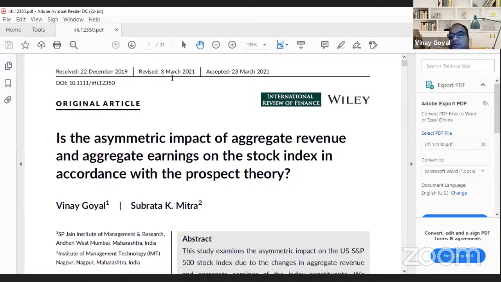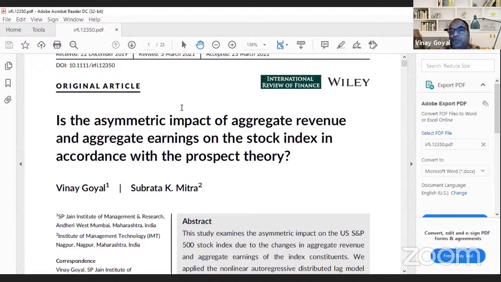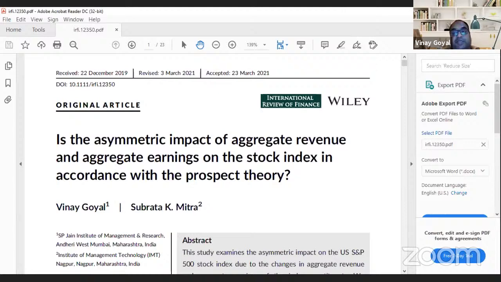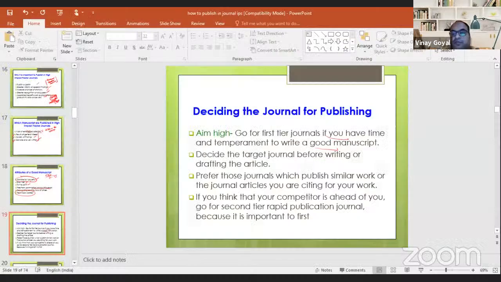So I don't know whether this will be accepted or rejected, or you are always in confusion. 14 months, there is nothing, no communication. So you need to have that type of patience. If you will not have that type of patience, then it is very difficult for you to publish in A category journals. To publish in A category journals, the important thing is you need patience. Unless and until you have patience, it will be very difficult for you to publish good papers. So this is what is written here.